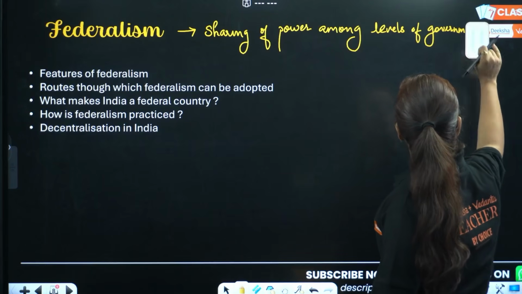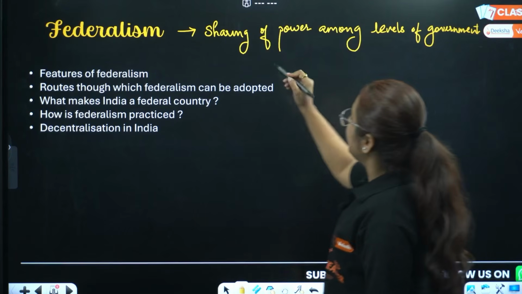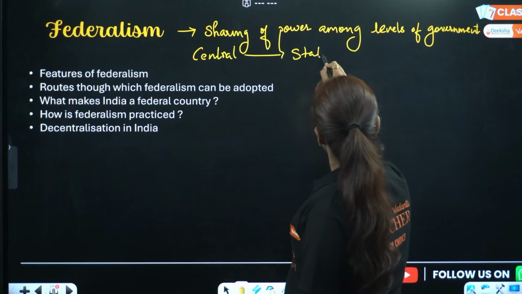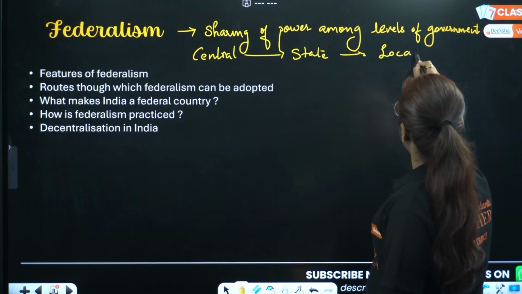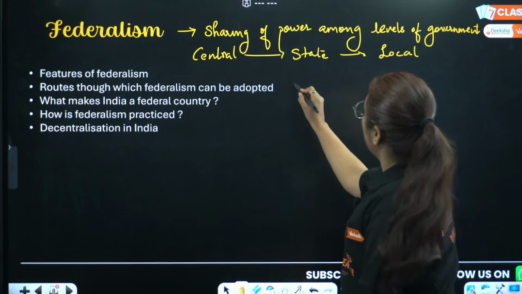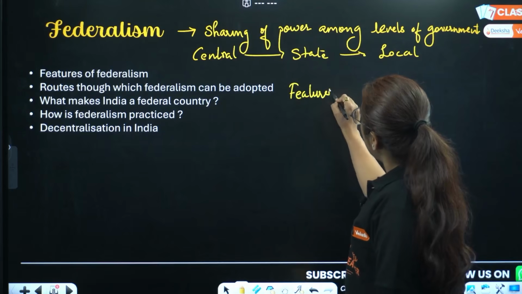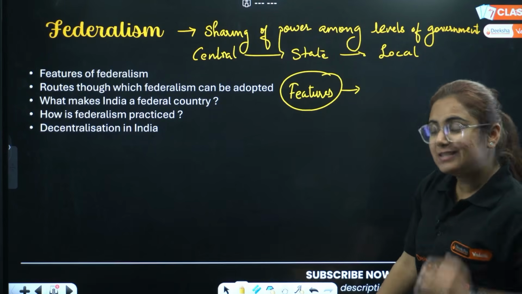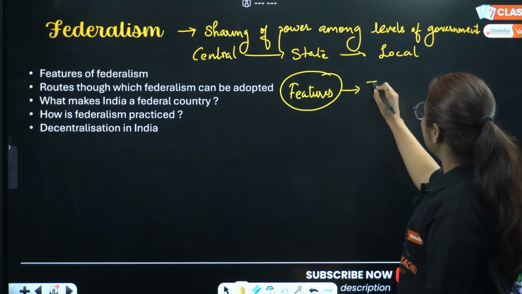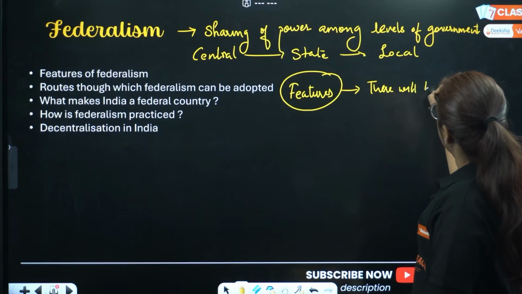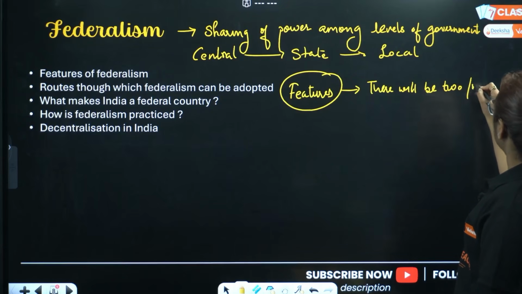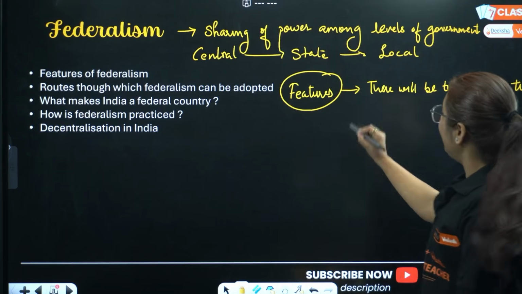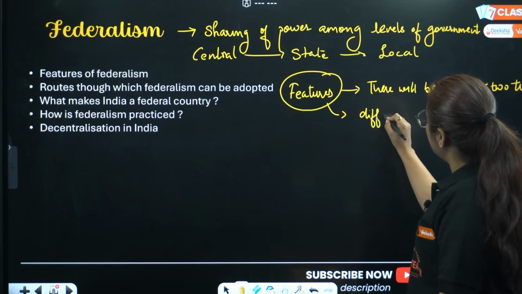Okay? Like power is shared between the central government, the state government, and then the local government. The chapter starts with the features of federalism. First of all, there are levels of government. The first feature says that there will be two or more than two tiers of government. All these tiers will have different jurisdiction.